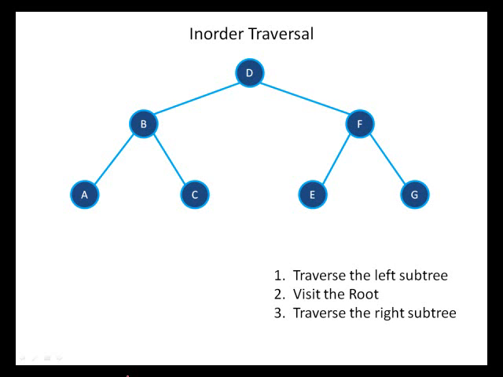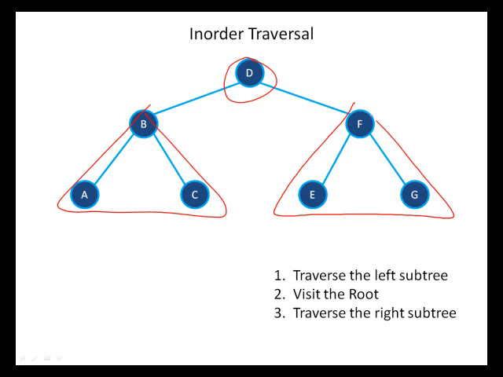One of the methods for traversing a binary tree is to use an in-order traversal. At each node in the tree, starting from the root, we begin by traversing the left subtree if it exists, then visiting the root, and then traversing the right subtree.